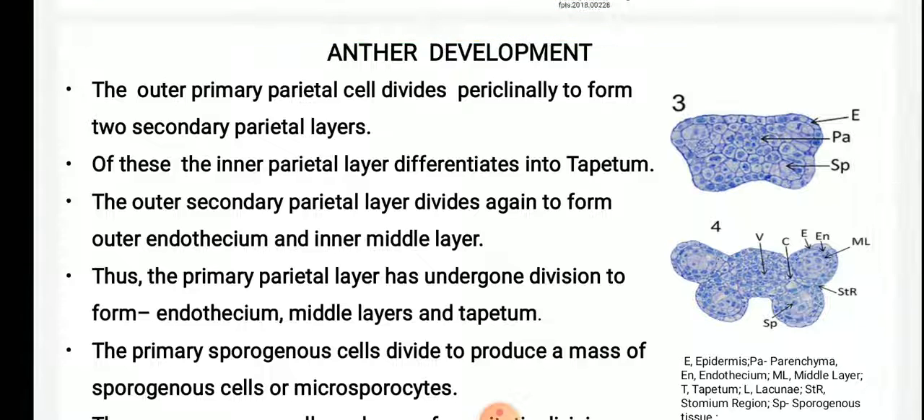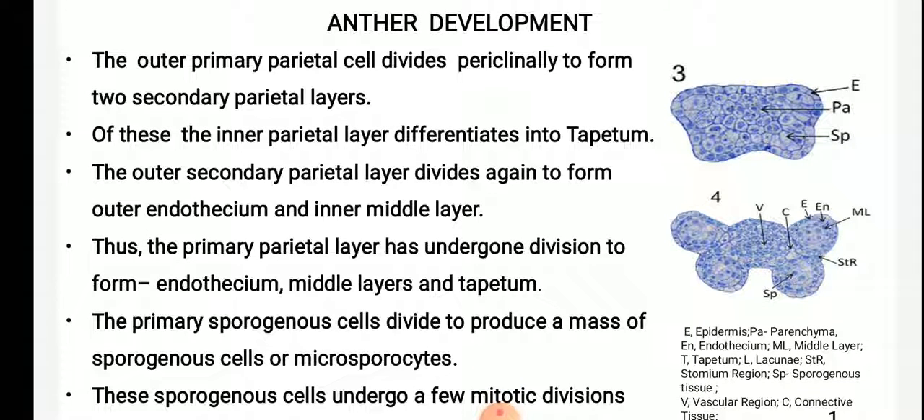The outer primary parietal cells divide periclinally to form the 2 secondary parietal layers. Now the wall of the anther is getting formed. At the hypodermal region, the archesporial cells undergo periclinal division to form the outer primary parietal layer and the inner primary sporogenous layer. The outer primary parietal layer undergoes one more periclinal division to form 2 secondary parietal layers.